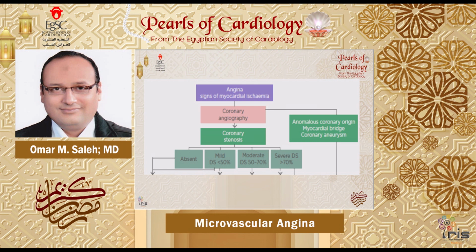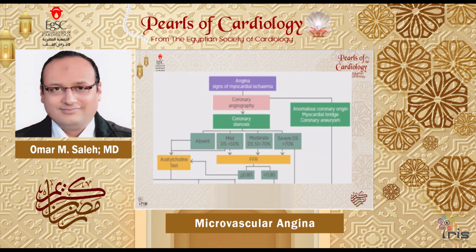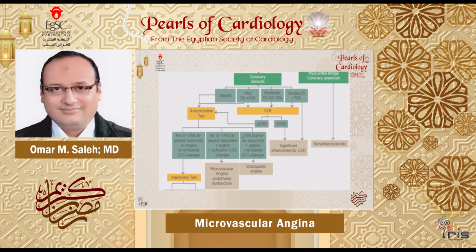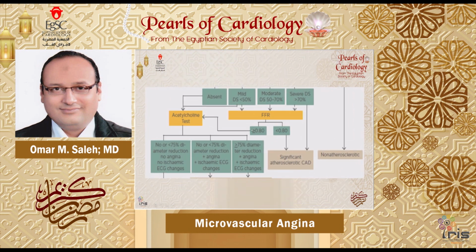In the patient with coronary angiography, you have to assess the myocardial blood flow. If this patient has coronary stenosis, either moderate, mild or absent, there is a modality of assessment. If there is severe diameter stenosis of more than 70%, this patient is referred directly for revascularization. Whatever the other three, you either have to refer them for FFR or they will have an acetylcholine test if there is absent coronary stenosis or mild coronary stenosis.